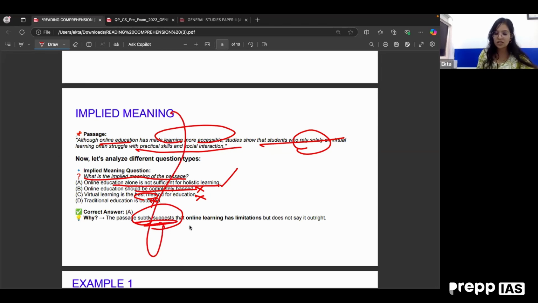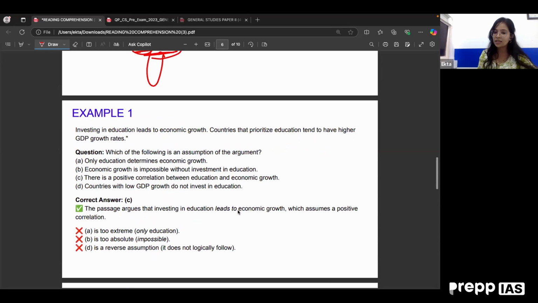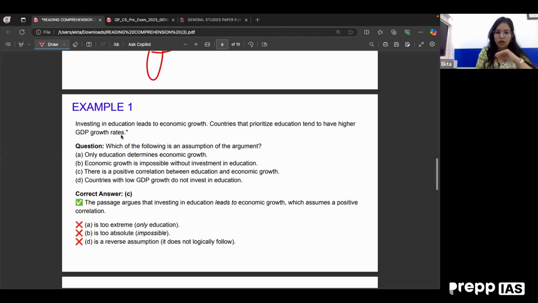Okay, 3 keywords. First is assumption, second is implications, and third is implied meaning. Right? तीनों बहुत related हैं, इसलिए हमने उनको merge किया हुआ है. Now let's see this. I'll take 2 examples and then we'll switch to the questions of 2023. Investing in education leads to economic growth. ठीक है, they are making a statement कि अगर education में invest किया तो economic growth होगी. Countries that prioritize education, they tend to have higher GDP growth rates.